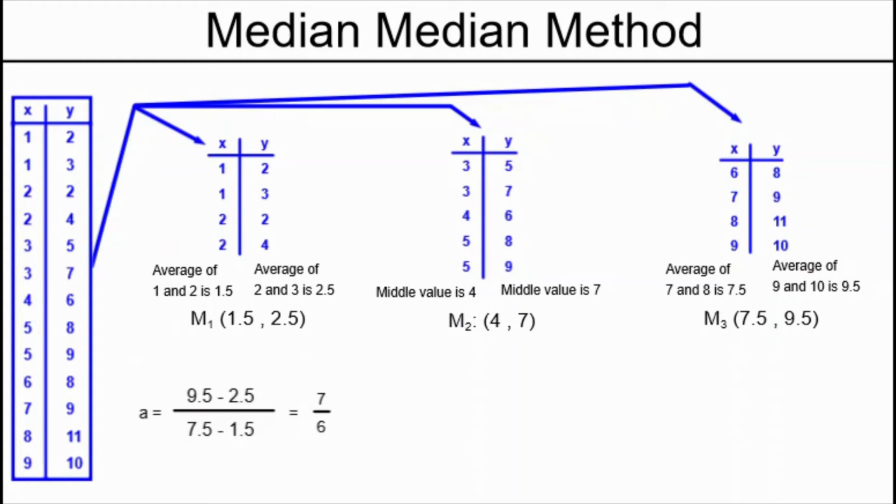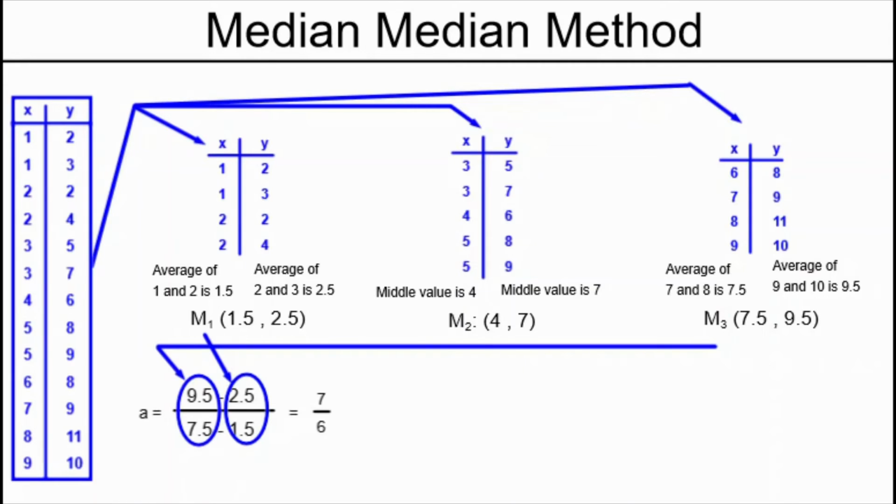First, we do the slope formula. Where do we get the points to use in the slope formula? We use m1 and m3 for that. Then we have to plug that slope and a point into the y equals ax plus b form for the straight line equation in order to solve for b, our y-intercept.